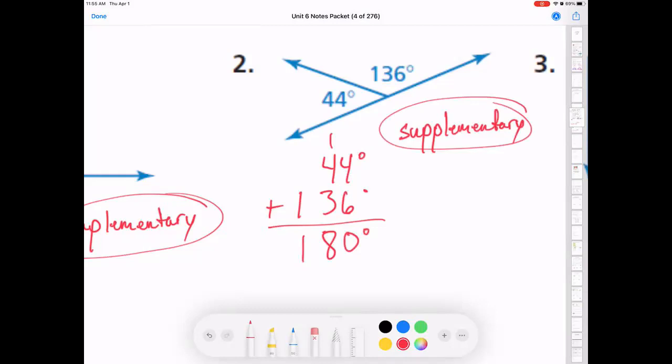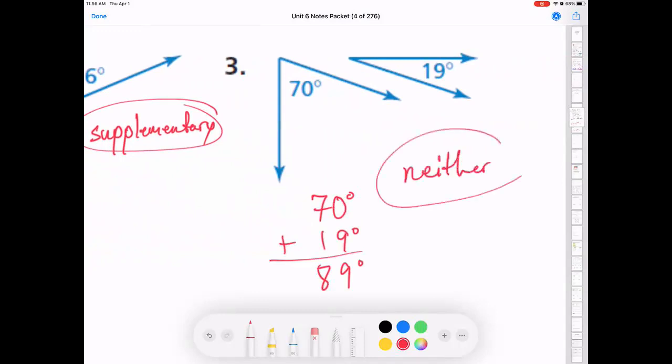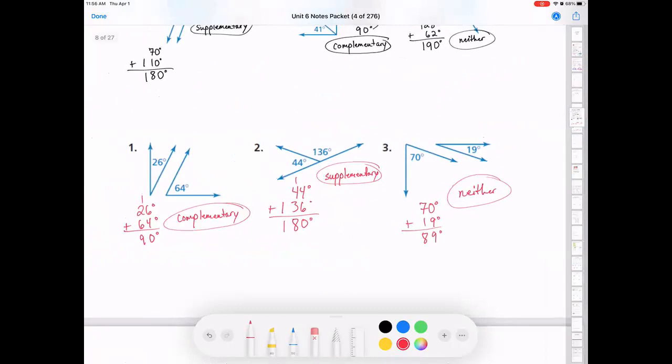And finally, number 3, we have 70 degrees plus 19 degrees. Ending in a 9. That's not a good sign. 7 plus 1, 89 degrees in total. Neither. So go ahead, feel free to pause the video if you have any questions on 1, 2, or 3.